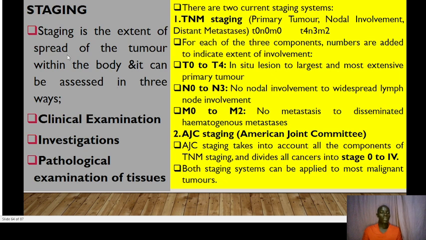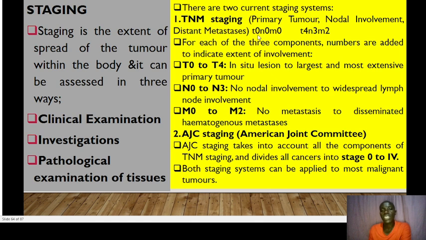Okay, what about staging, guys? Staging is the extent of the spread of a tumor within the body, and it can be assessed in three ways: clinical examination, investigations, and pathological examination of tissues. Staging of the cancer does not change, only the changes are incorporated in the original staging. We have two major current staging systems, although we have more than this. We have the TNM staging, where T stands for the primary tumor, N stands for nodal involvement, and M stands for distant metastasis.